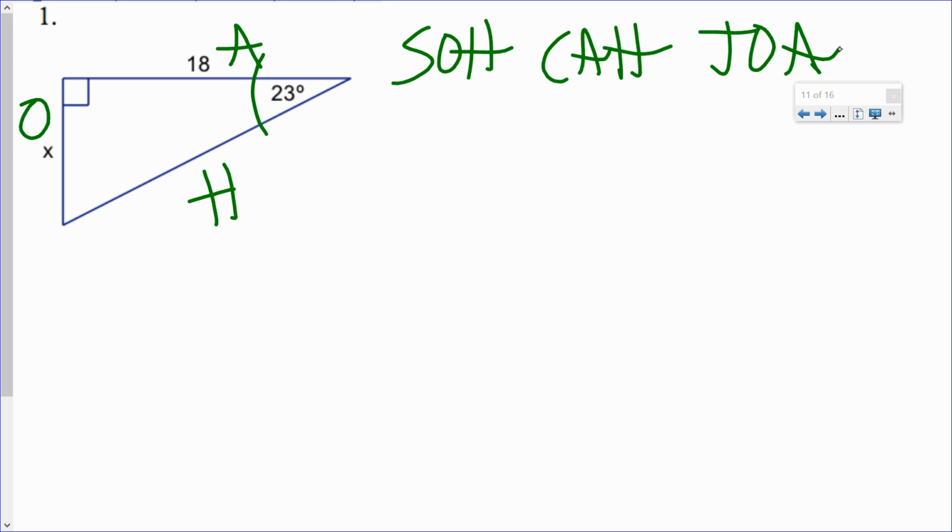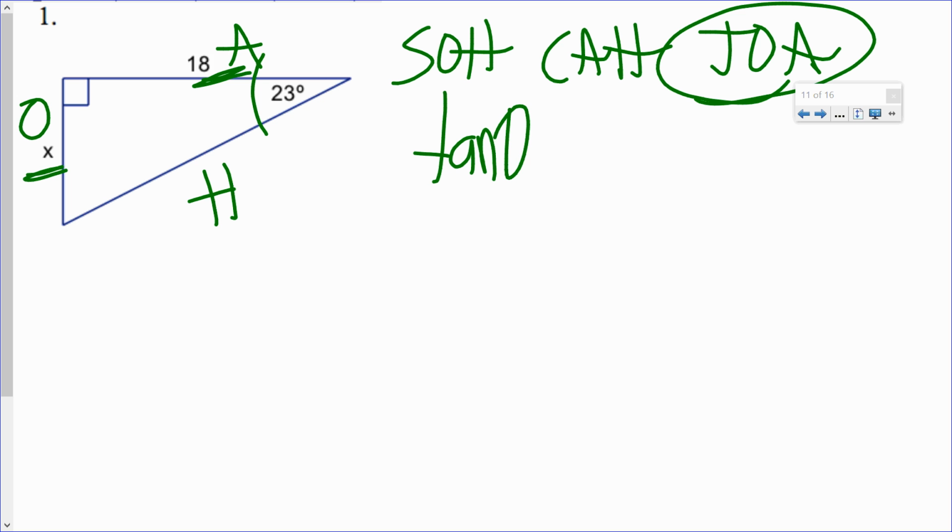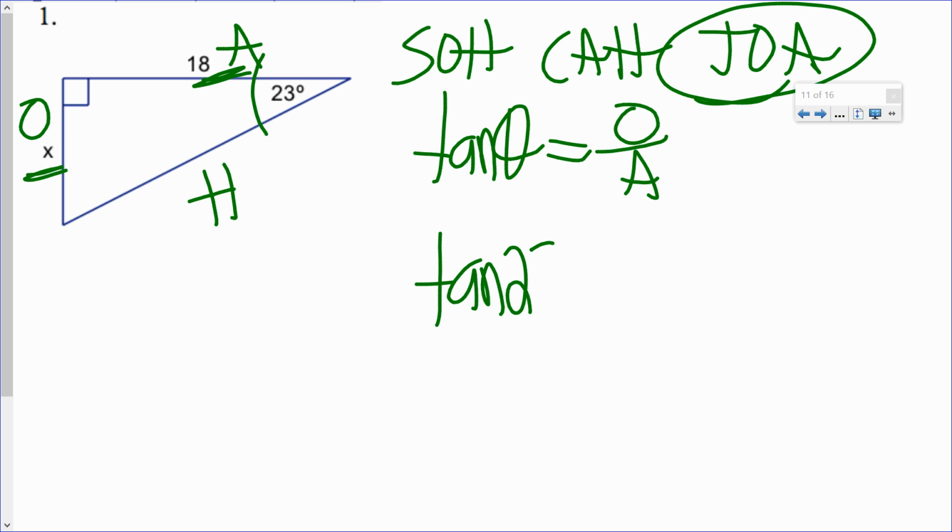Now we're going to determine if it's sine, cosine, or tangent. Out of the A, the O, and the H, which two are involved in this example? A and O. TOA. Tan theta equals O over A. Substitute the values in. I'm going to give you about 15 seconds to try and do that step on your own. Substitute in for theta, substitute in for O, substitute in for A. Theta is 23, O is x, A is 18.